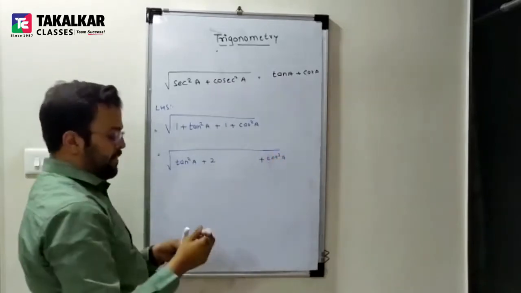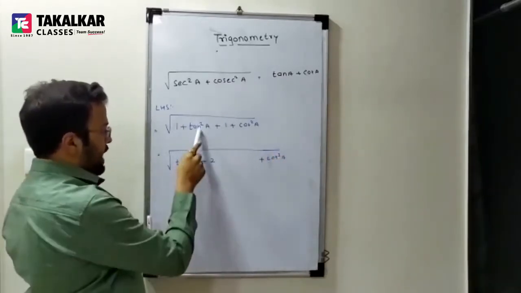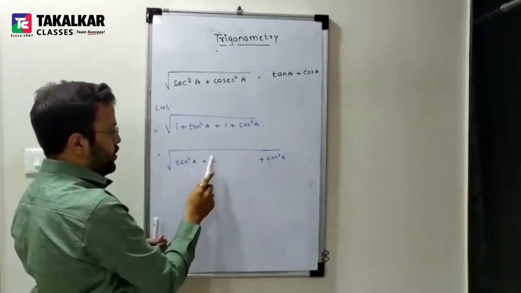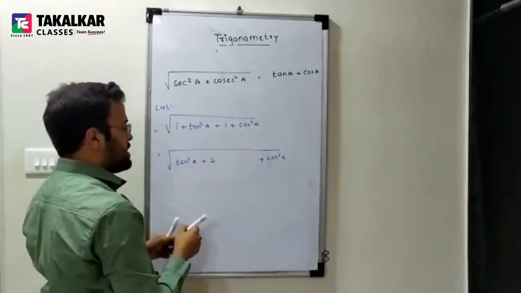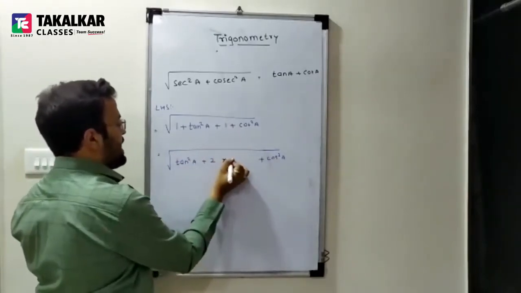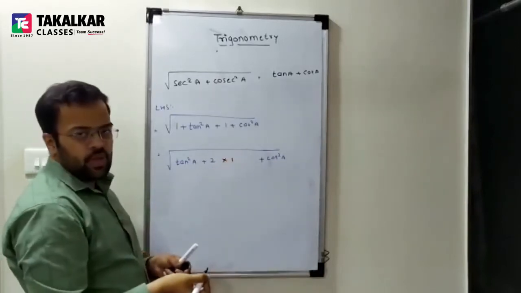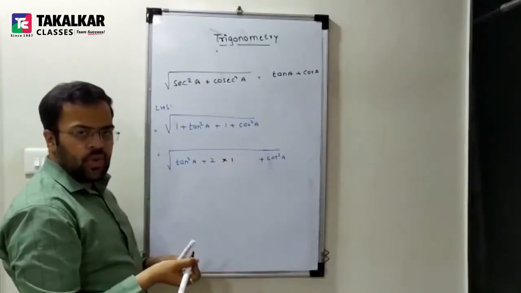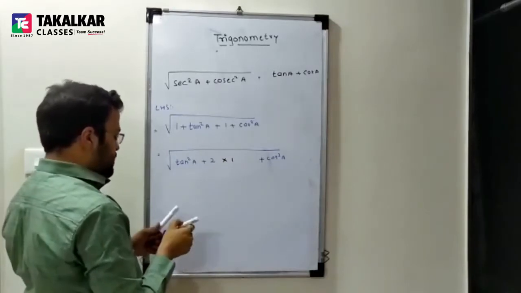Now important step. Tan square as it is, 1 plus 1 is 2, plus cot square as it is. Now this number is 2. Can I write this as 2 into 1? Will it make any change? 2 ones are 2. Now I will add one more step for you.